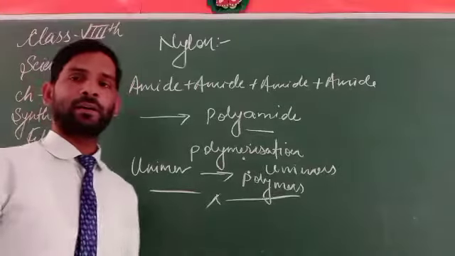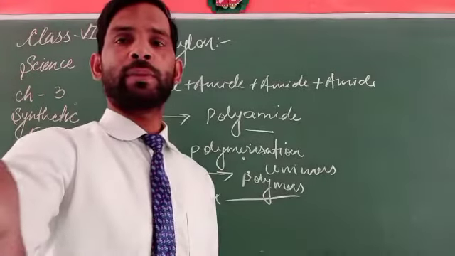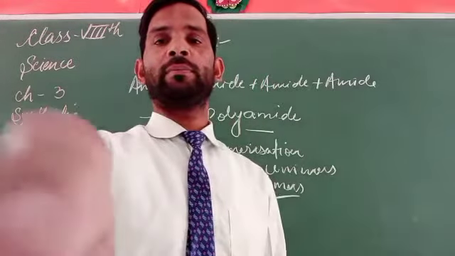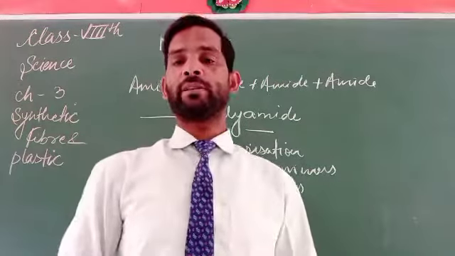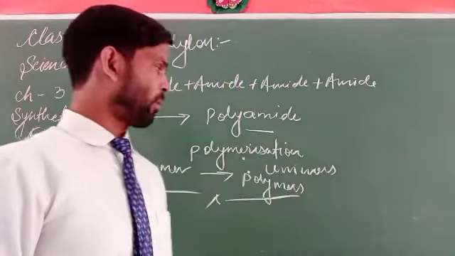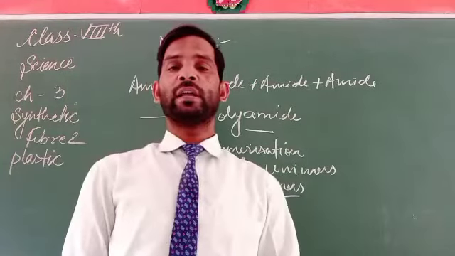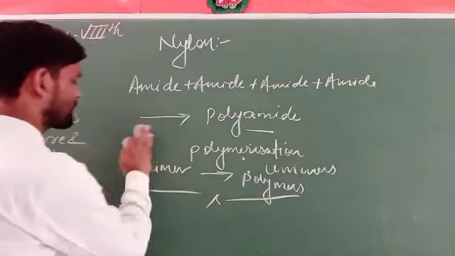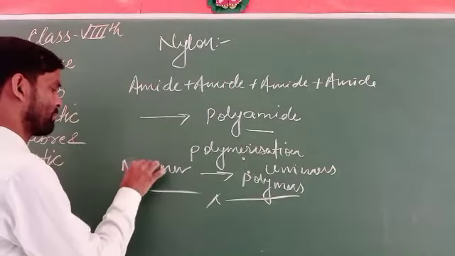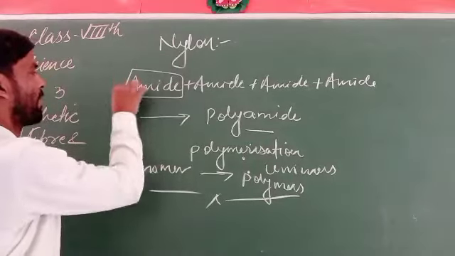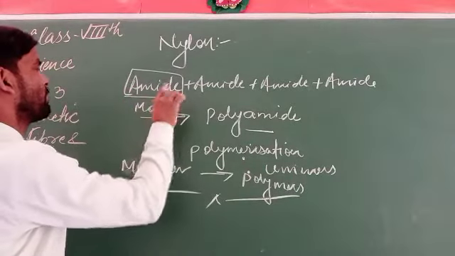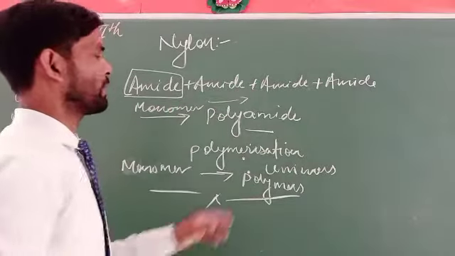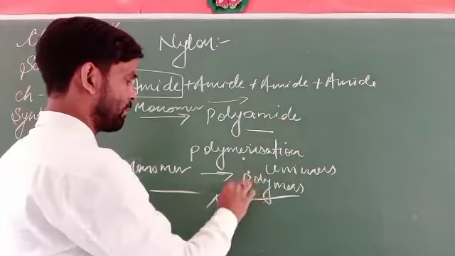So polymers are chemical substances that can be formed by polymerization, and this polymerization is of a single unit, a monomer, also called a unimer. The amide is a monomer, and repetition of these is converted into polymers.